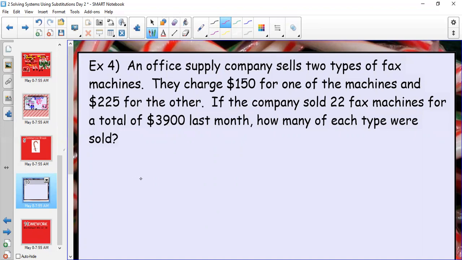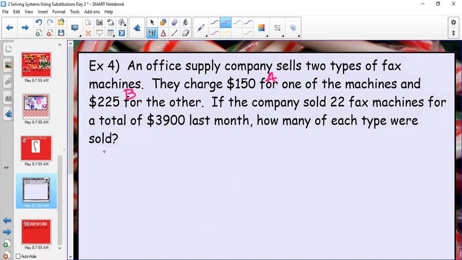All right, so we have 2 types of fax machines. It does not tell us anything about them. So for lack of a better way of describing them, I'm going to call it fax machine A and fax machine B. So they charged $150 for, let's say, A, and $225 for B.